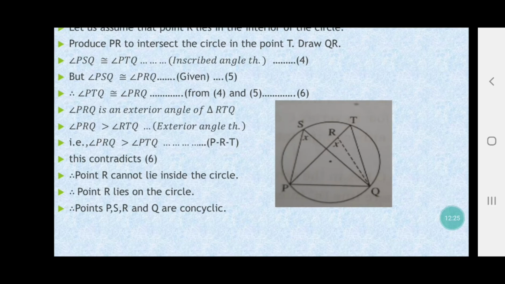Now what is concyclic? Concyclic means if two distinct points have angles drawn from the same line, and if the angles are congruent, then all four points are concyclic. I hope I am clear.